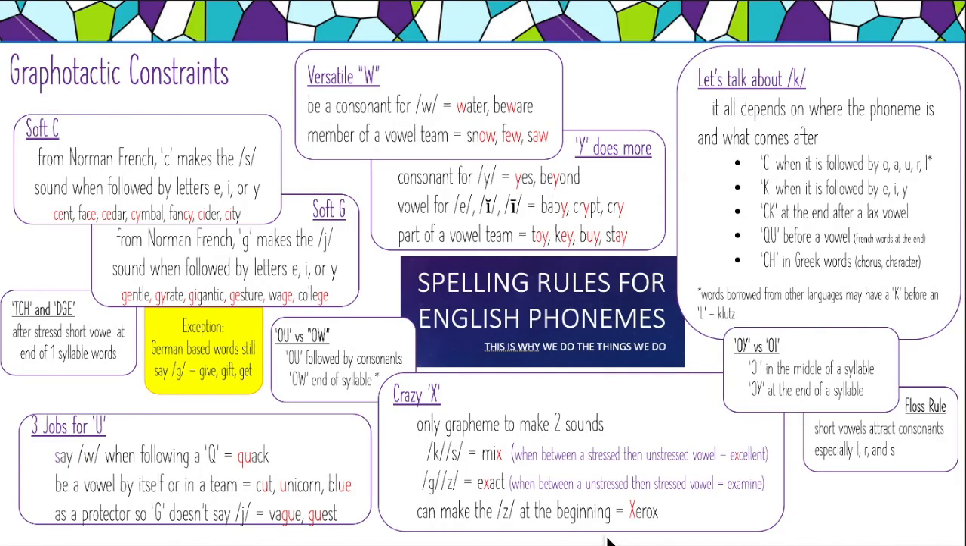Now, U. We've seen U come up several times, right? Well, U is actually going to represent the W sound if it's with a Q. So we have that weird kind of QU combo blend. It is a vowel by itself, or it can be in a team, as in oo and unicorn. And it acts as a protector for G so that it doesn't say a soft G, as in vague and guessed. So some fun little jobs that some of these guys have.